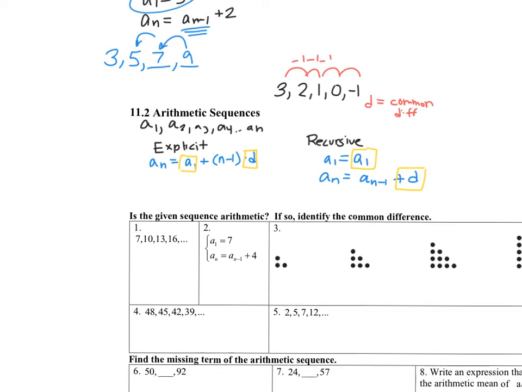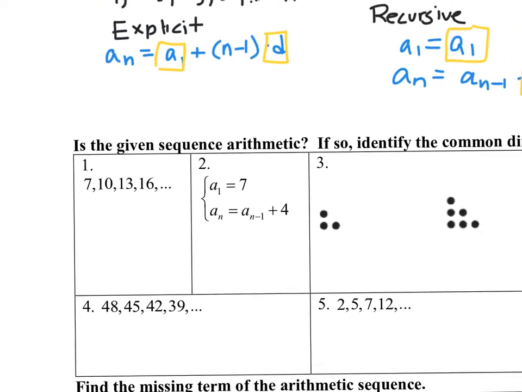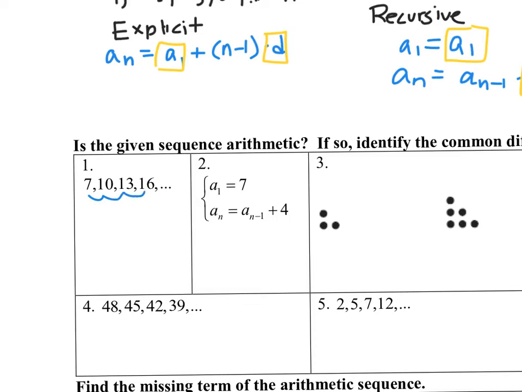So looking at these examples, number 1, is the sequence arithmetic? If so, identify the common difference. So let's look to see if it's going up by the same number. It is. So yes, because if I subtract 10 minus 7, I get 3. If I subtract 13 minus 10, I get 3. If I subtract 16 minus 13, I get 3. So I'm going to put yes, d equals 3.